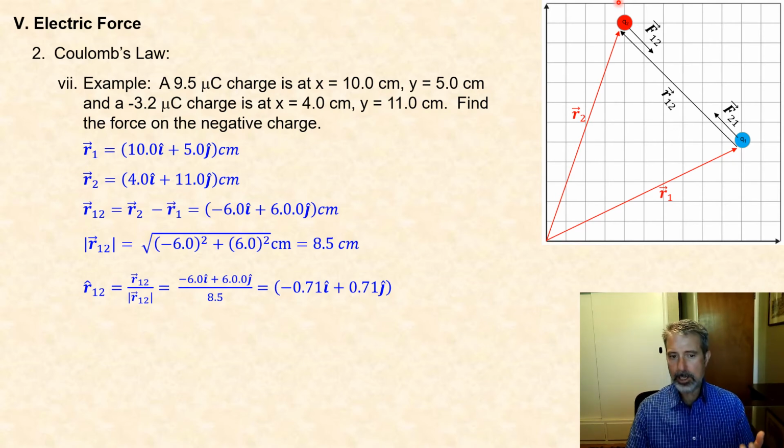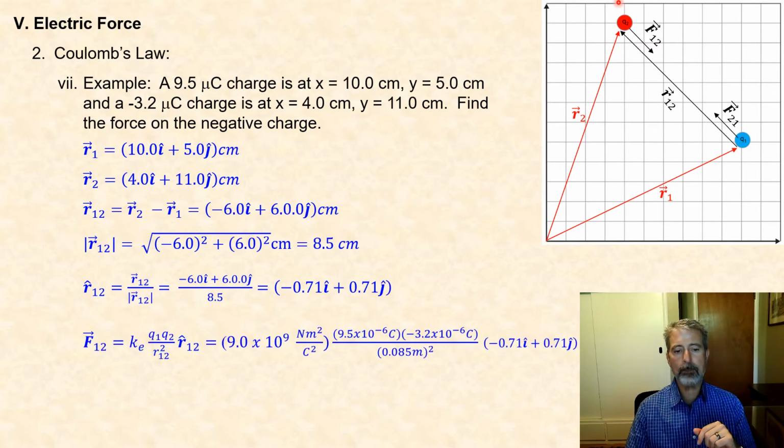So now that we have this, we know everything we need to plug directly into Coulomb's law. So this is our expression for Coulomb's law. F sub 1,2, that is the force that charge 1 exerts on charge 2. That's the force we're asked to find in this problem. It's equal to Coulomb's constant times Q1 times Q2 divided by R12 squared times this unit vector R12 hat.